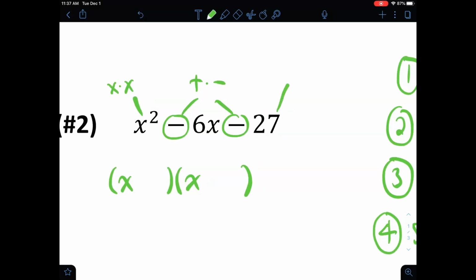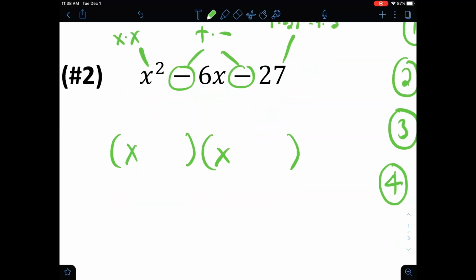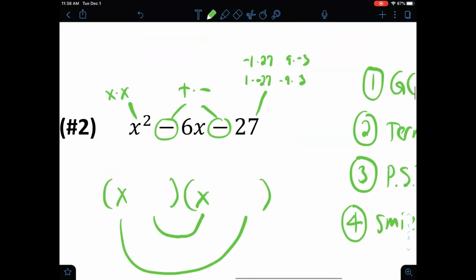All right, so now we need factors of negative 27. Well, what multiplies to negative 27? We have negative 1 and 27. We have 1 times negative 27. We have 9 times negative 3 and negative 9 times 3. And I think that is it. Okay, let me make this a little bit bigger. So we need a positive and a negative. It needs to add to negative 6 when we're done with these middle terms, like this smiley face here.